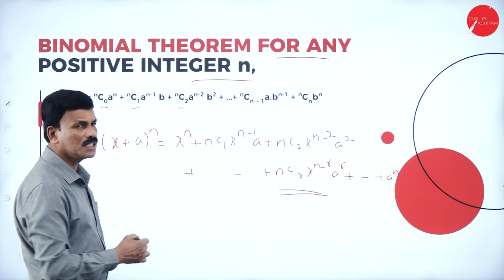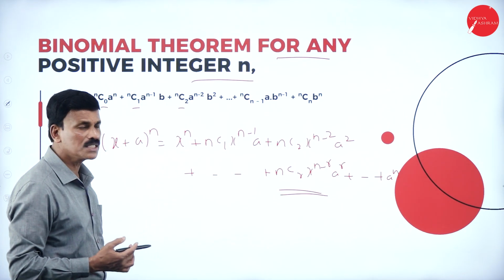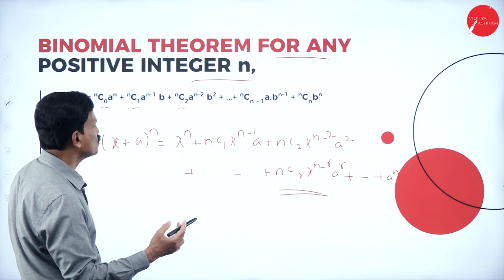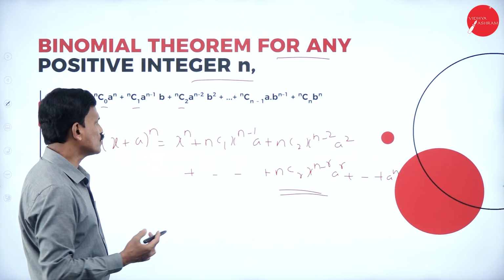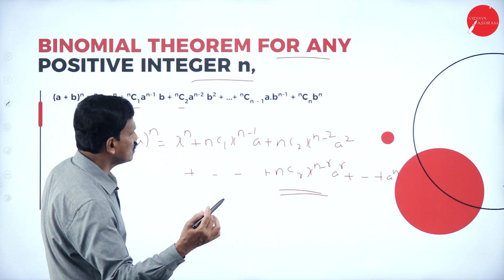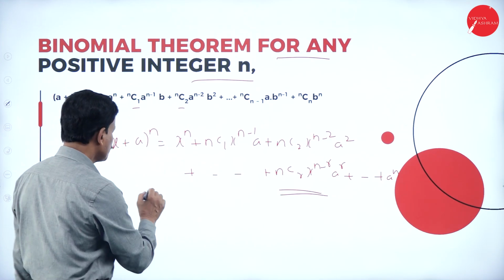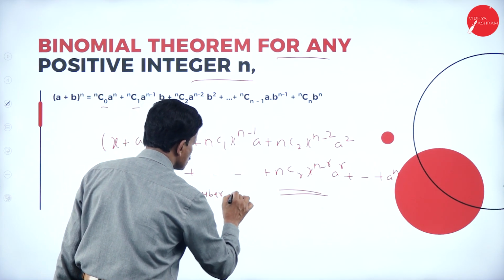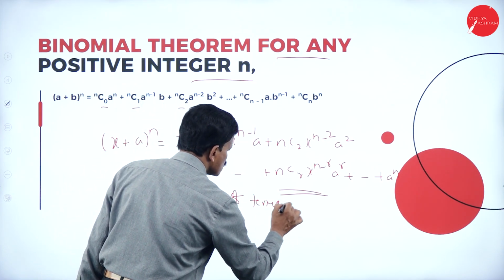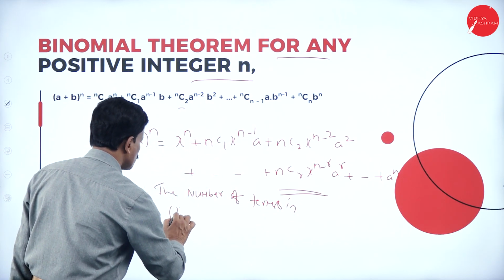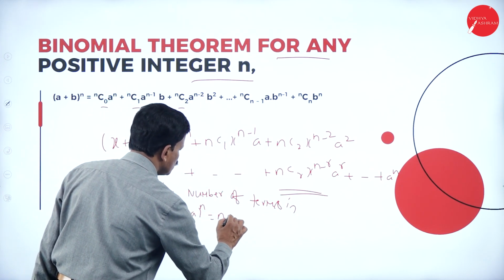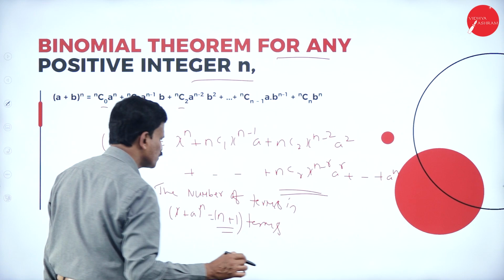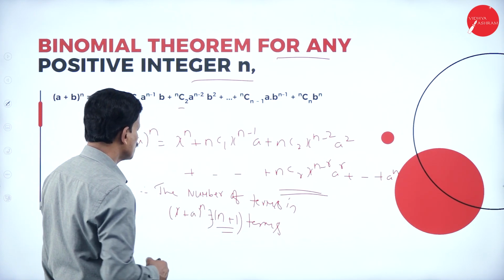So according to the binomial theorem, (x plus a) to the power of n can be written as x raised to n plus NC1 x to the power of n minus 1 into a, NC2 x to the power of n minus 2 into a square, and so on, NCr x to the power of n minus r into a to the power of r, and so on, up to a to the power of n. Therefore, the number of terms in the expansion of (x plus a) to the power of n is always equal to n plus 1. We get n plus 1 terms in the expansion.